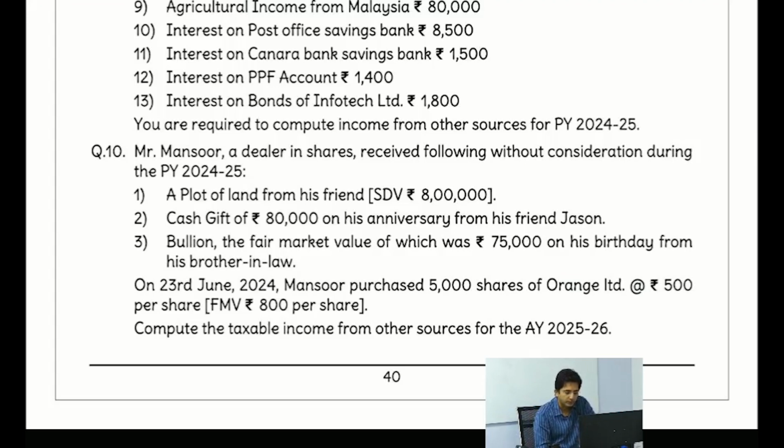23rd June, Mansoor purchased 5,000 shares of Orange Limited at 500 per share. Fair market value 800. Did you understand the benefit? Shares having value of 800, you paid only 500. So there is a benefit of 300. It's a benefit. But it is stock in trade. How did I know? In the first line they have written he is a dealer in shares. So for him shares are like goods. And once it is a stock in trade item, it is totally tax free. And it is that goods item only, shares. And we are a dealer of shares only.